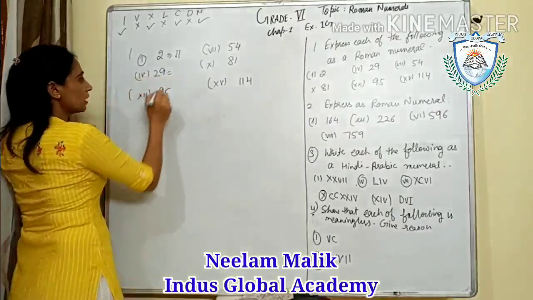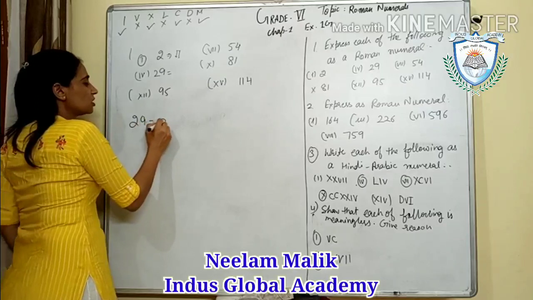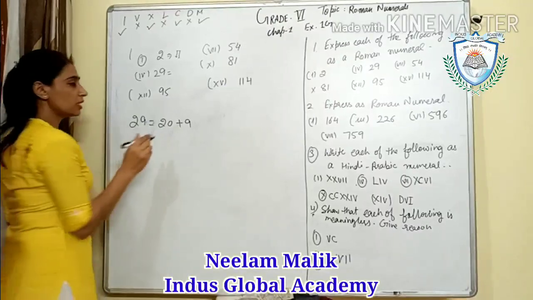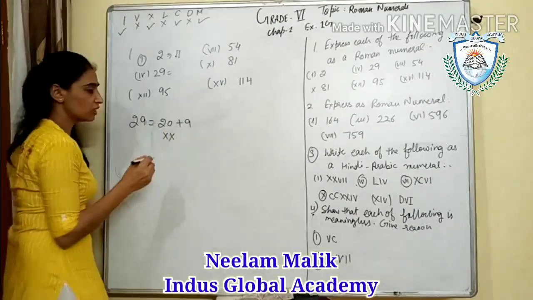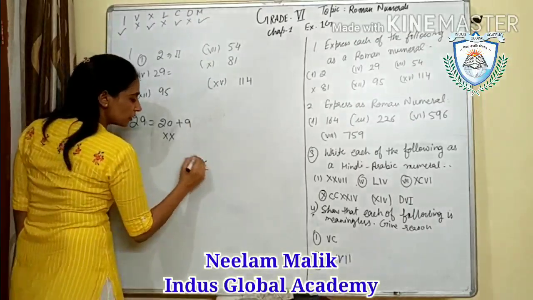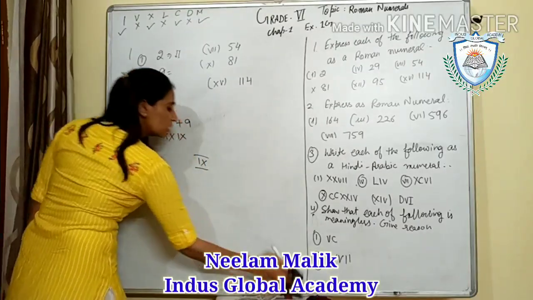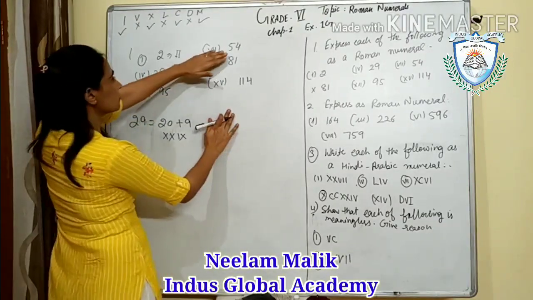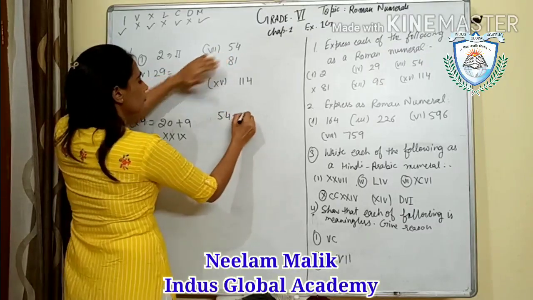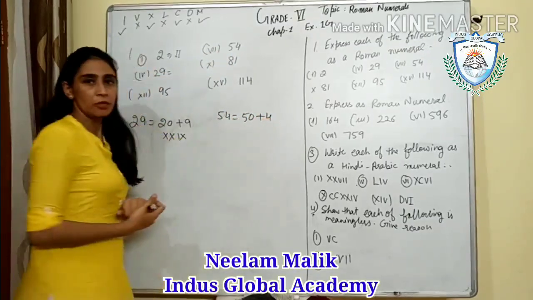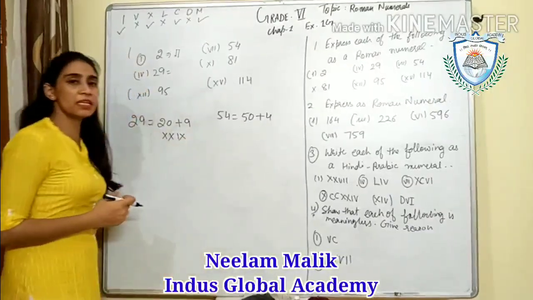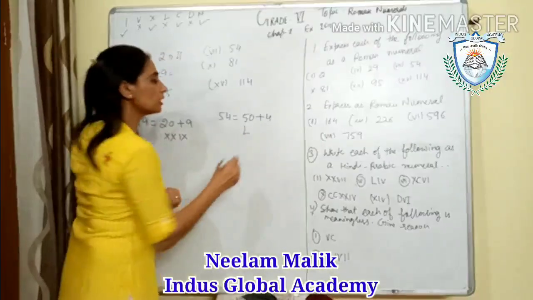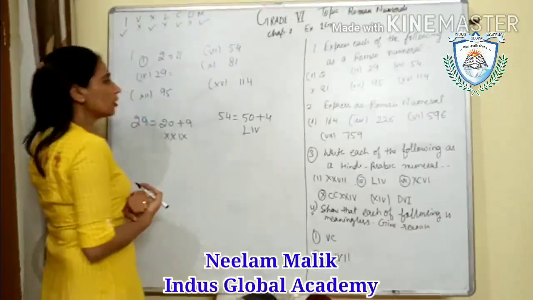Next is 29. 29 means 20 plus 9. So what is our 20? X X. Plus 9. What is our 9? 9 is this. So this is our 29. Now this is our 54. 54 means 50 plus 4. So what is our 50? 50 is our L. Plus 4. 4 is 5 minus 1. That means this. So this is our 54.